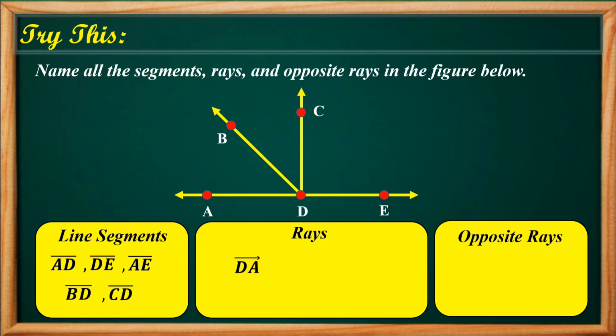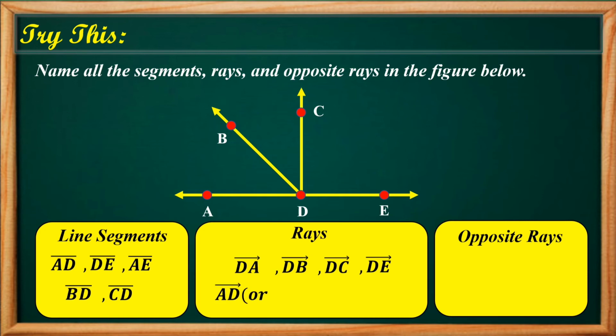Now, for the rays, we have ray DA, yan, D, that is the endpoint. Then going to left. Next, DB. From our endpoint, which is D, going to B, which is the southeast. Okay, parang ganyan. Southeast ang direction. Next, DC. Okay, D, then C, going up ang direction natin. Next, we have ray DE, means going right.